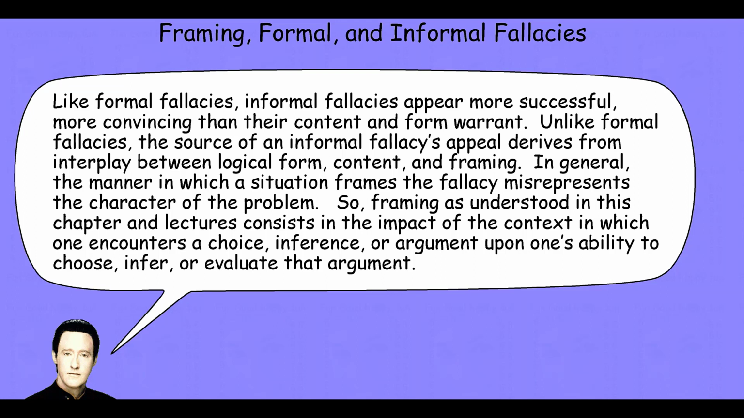In general, the manner in which a situation frames the fallacy serves to misrepresent the character of the problem, so that it makes the problem seem like it's a different kind of problem, or it makes some information very salient, even if it's not particularly relevant, or it obscures or renders opaque other information that is important to evaluating the argument, the inference, or the decision. So framing, as understood in this chapter and lectures then, consists in the impact of the context in which one encounters a choice, an inference, or an argument upon one's ability to choose, to infer, or to evaluate that argument.